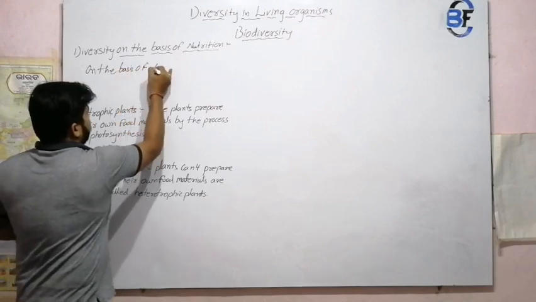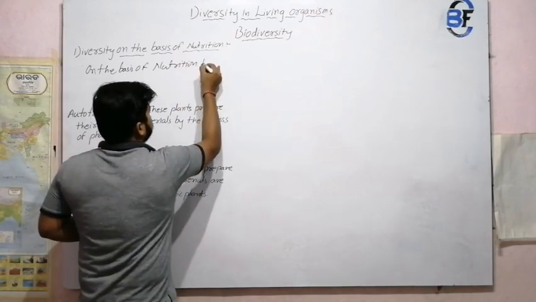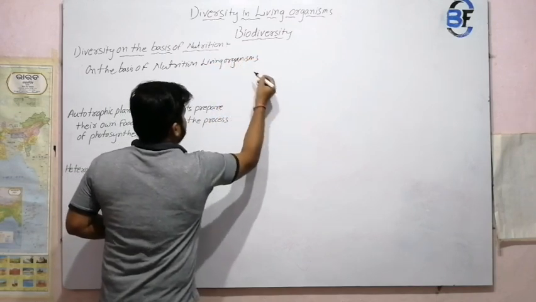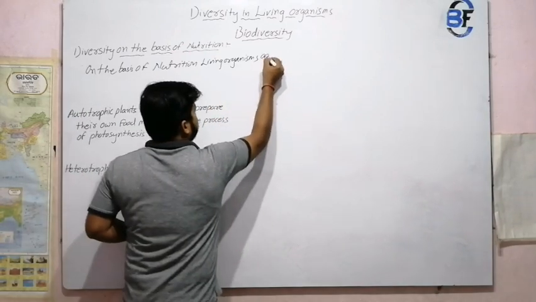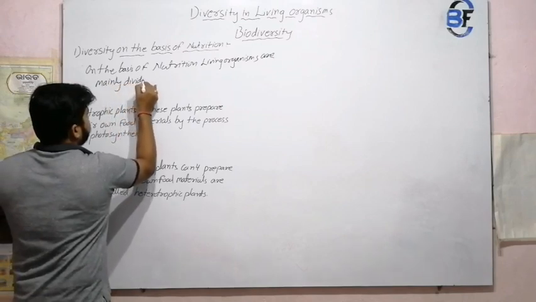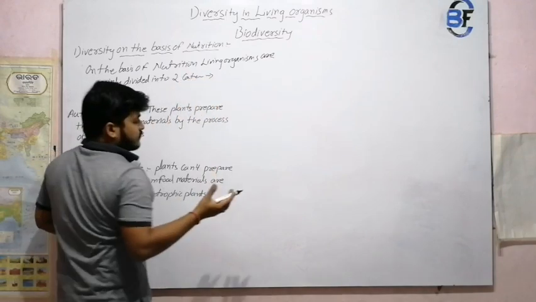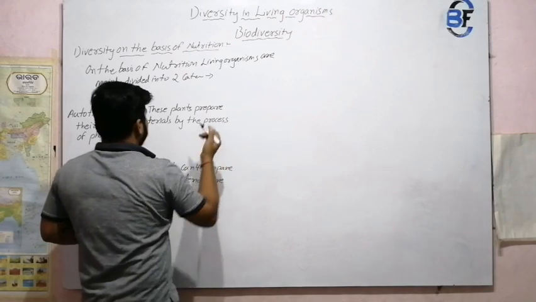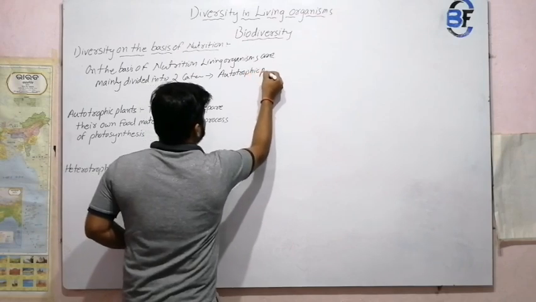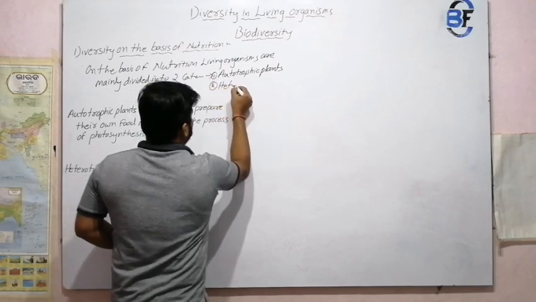So on the basis of nutrition, living organisms, here the plants, are mainly divided into two categories. That means we categorize into two parts. One is autotrophic plants and another one is heterotrophic plants.